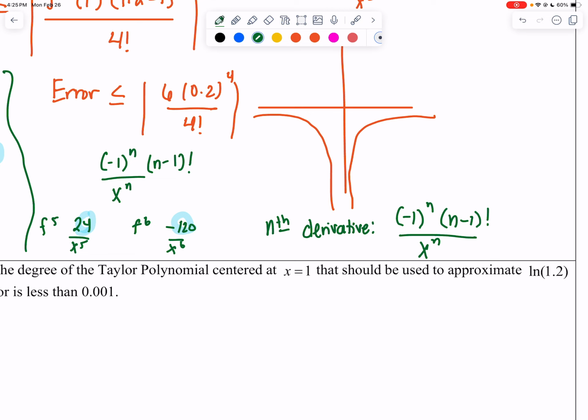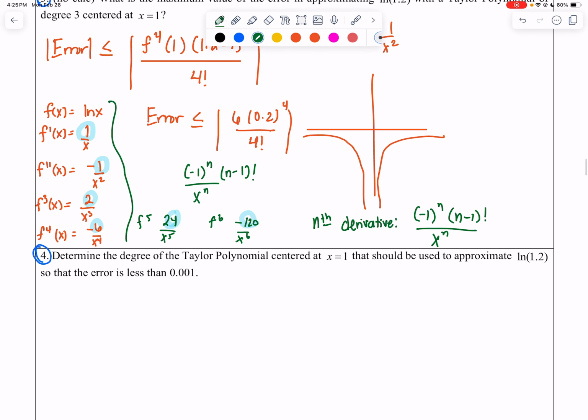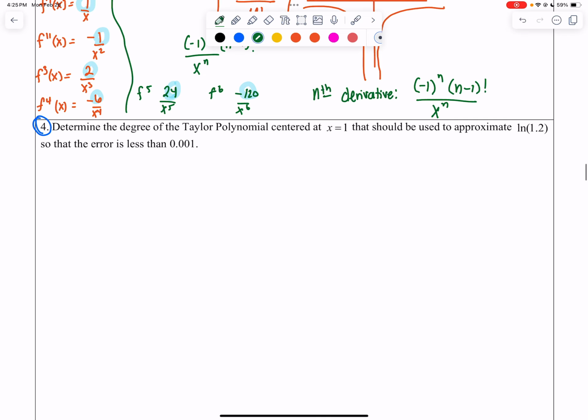Now, why did we do that? Well, let's look at number 4. Number 4 is a calculator active question because I didn't say no calc. It says determine the degree of the Taylor polynomial centered at x is equal to 1 that should be used to approximate ln of 1.2 so that the error is less than 0.001.